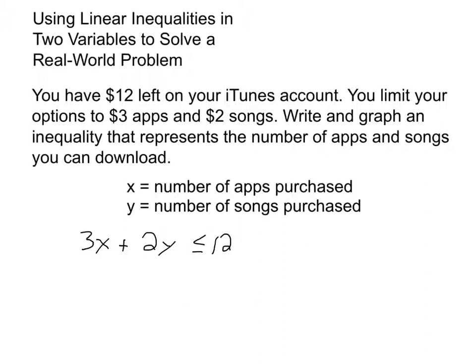So now we want to go ahead and graph this. I think it's probably going to be easiest to put this in slope-intercept form. I'm going to start by subtracting 3x. So I'm going to have 2y is less than or equal to negative 3x plus 12. And now I'm going to divide everything by 2. So I have y is less than or equal to negative 3 over 2x plus 6. So that's in slope-intercept form. I'm going to go ahead and graph this, and we're going to be able to see where we'll shade from there.